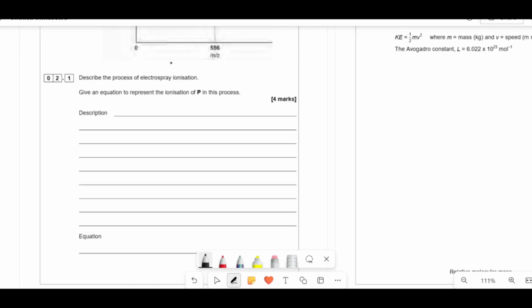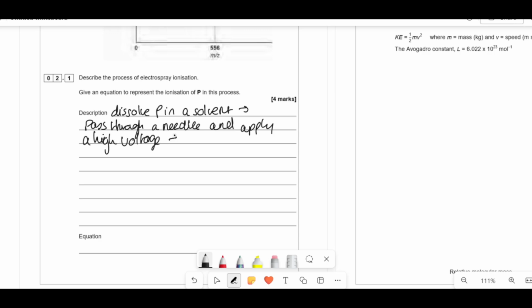So the whole point of the first step is to just generate positive ions. Now they've told you here that this is electrospray ionization. It's in the name. So what you do is you dissolve P in a solvent, and then you pass it through a needle or a nozzle, you could say. So this is the spray part. And then you apply a high voltage, the electrode part. Then what happens is each P gains a proton, H+. Then what you get is this equation, which is going to be P plus H+ gives you PH+.